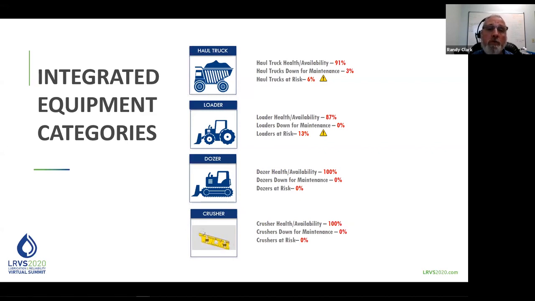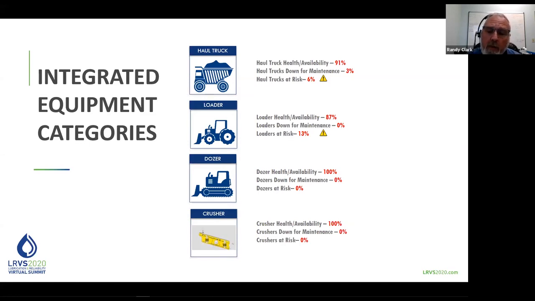My loaders, loader health and availability is 87%. I don't currently have any of them down for maintenance, but I do have 13% of my loaders at risk. If I look at dozers and crushers, everything's looking real good. They're all up, they're running, nothing appears to be at risk.